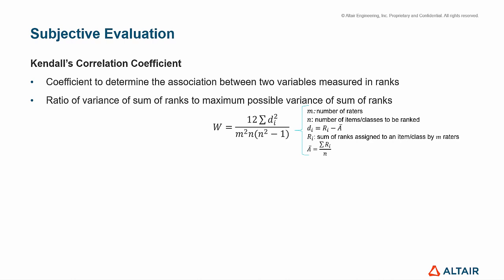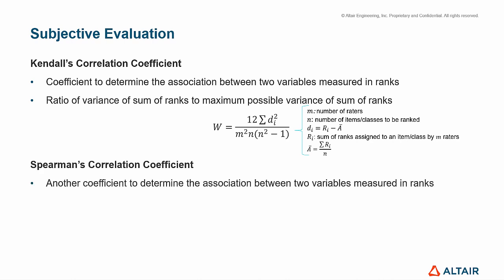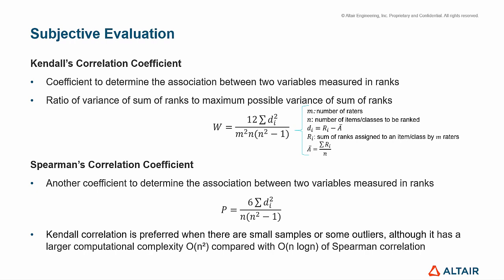The term di is related to the sum of ranks assigned to an item or class by m raters and to this ratio a. Spearman's correlation coefficient is another coefficient to determine the association between 2 variables measured in ranks. Between these two, Kendall correlation is preferred when there are small samples or some outliers, although it has a larger computational complexity compared with Spearman correlation.